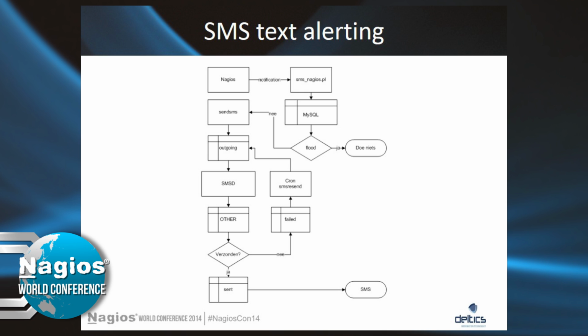It's still in Dutch, I'm sorry about that. But if it's flooding, then it says do nothing. Otherwise, send it to the send SMS daemon, and it will be sent, and will be checked if it's sent. If it's not sent out, then it will go to a failed directory and will be tried a couple of times again, until it's succeeded. So that's the way we use our text messaging alerting.